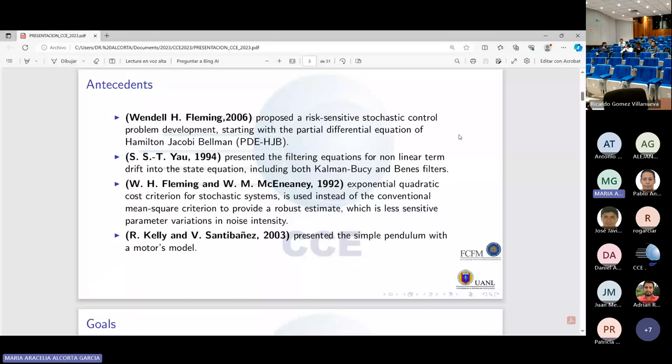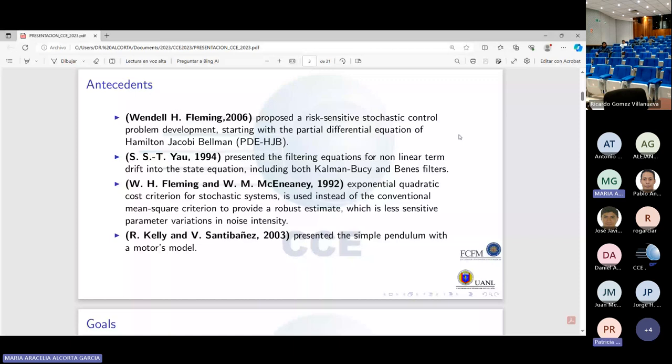That was by Fleming, starting with a partial differential equation of Hamilton, Jacobi, Bellman. Another aspect is the filtering equations for non-linear systems, stochastics. One of the papers that can be mentioned is Yao in 1994. And with respect to the non-conventional mean square criterion, I can point to Fleming and McEneaney in 1992. The authors present an exponential quadratic Cox criterion for stochastic systems.